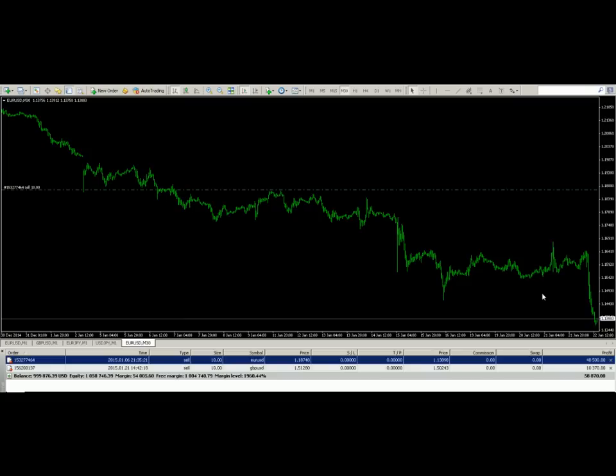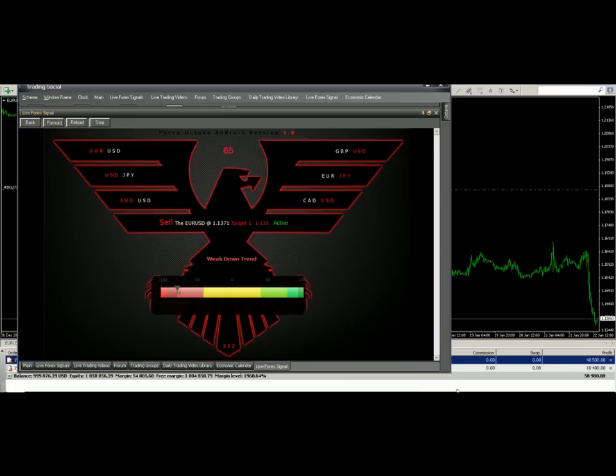So before I shut this trade down, I wanted to make it clear to everyone out there what kind of power this system has, what kind of accuracy and prediction. And this is a true neural network.